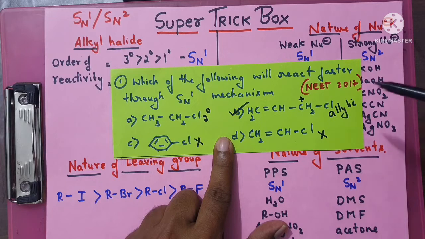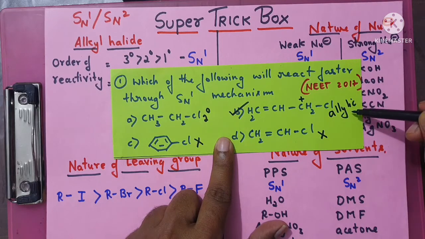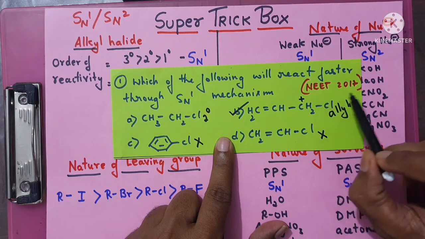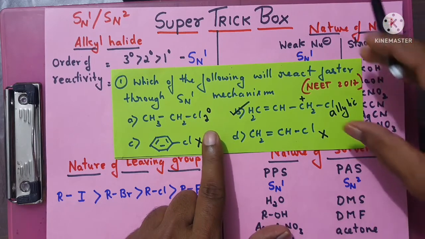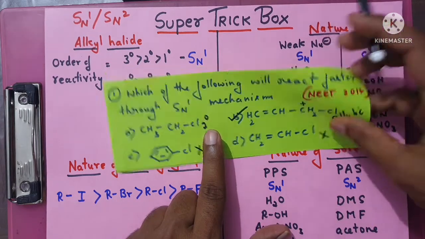Remember children, whenever you come across allylic or benzylic halides, they undergo very fast SN1 mechanism, faster than tertiary alkyl halide, secondary alkyl halide and primary alkyl halide. Hope you have understood this question. It was from NEET 2017. Let us go for the next question now.